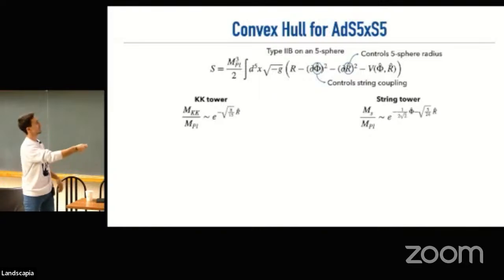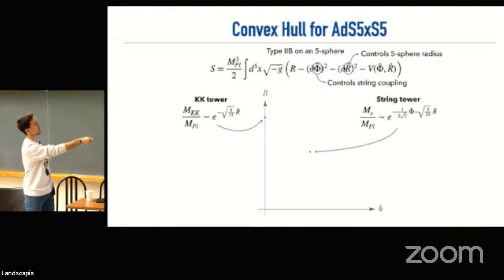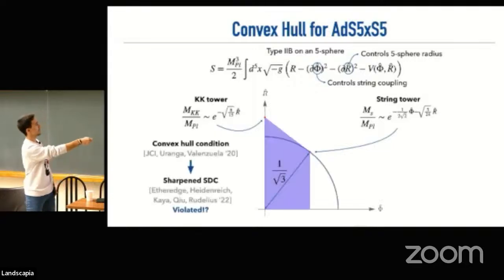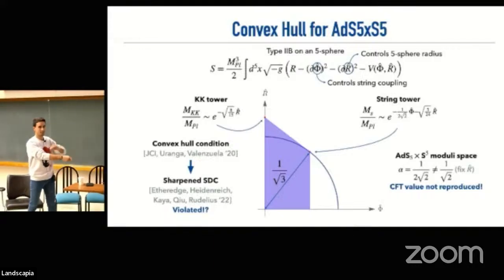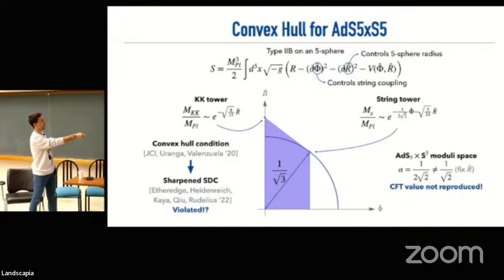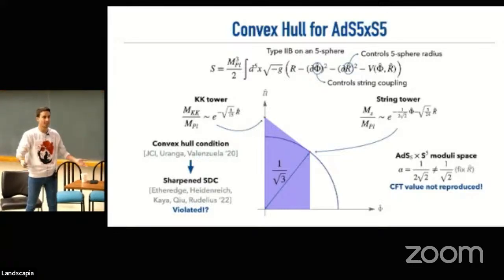And as we are used to, what I'm going to do is take this information and encode it in a couple of vectors. Then I can build the convex hull condition and check that the sharpened distance conjecture seems to be violated, which you don't like. And not only that, you find that the projection of this point here, because in the moduli space of AdS5 this R has 6, so I have to take this for constant. The value that you get is 1 over 2 square root of 2, which is of course not 1 over square root of 2. So you are not even reproducing the value of the string. So we are still in a mess.